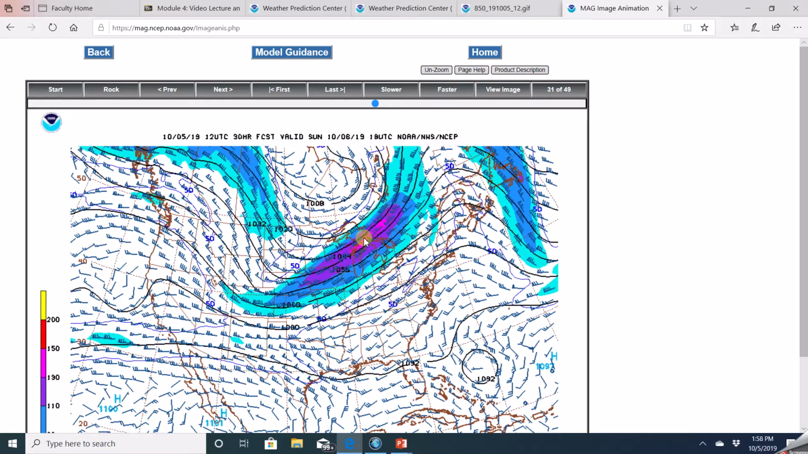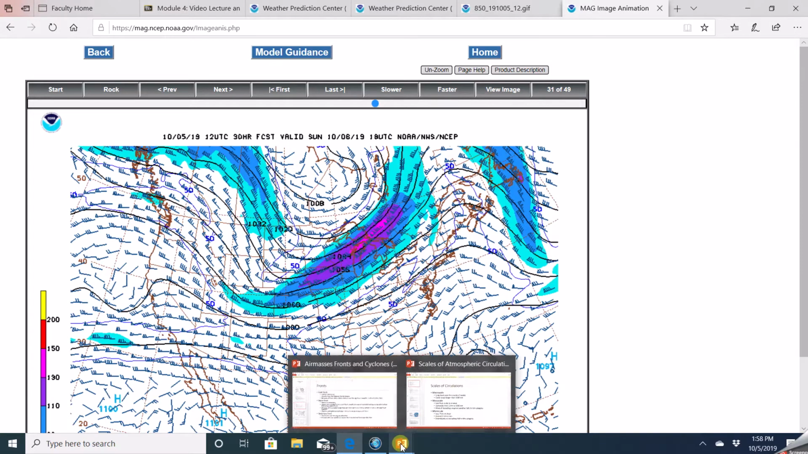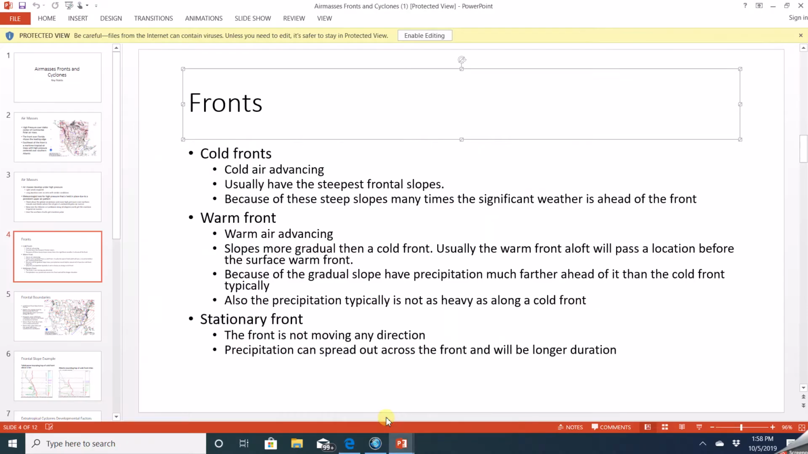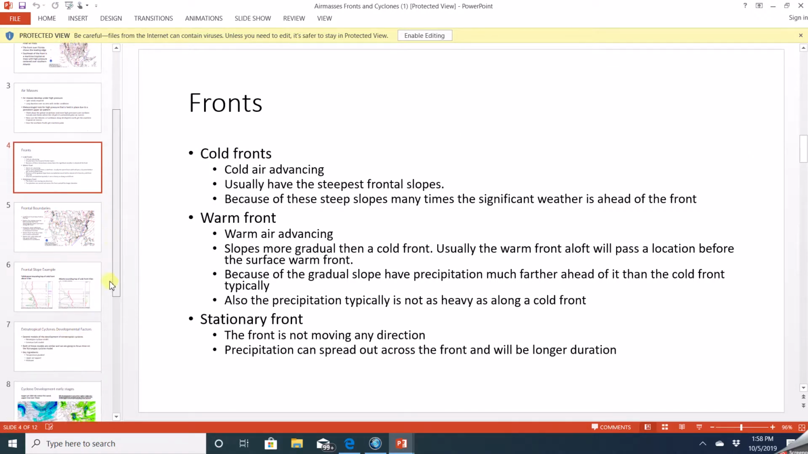Once this jet streak goes by, the upper level divergence won't be as strong. But as you can see here, that is where your low is going to be. So if we look at these lows, sometimes they're pretty strong and sometimes they're not as strong.